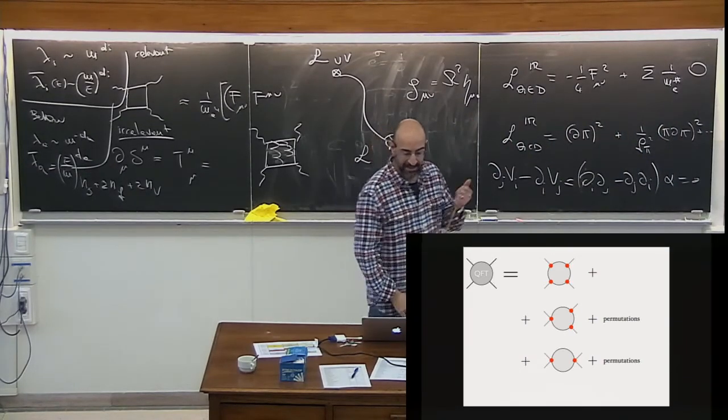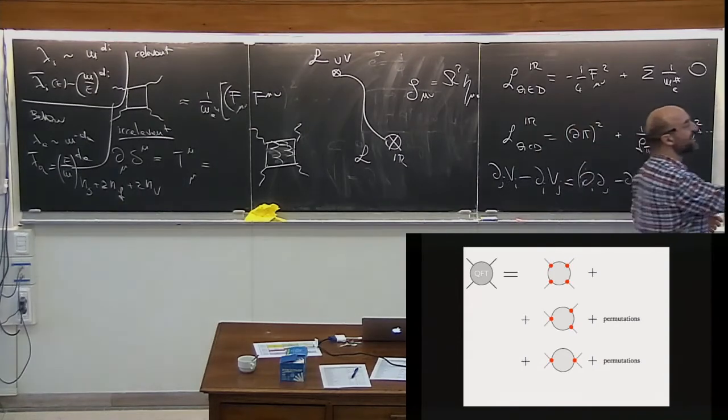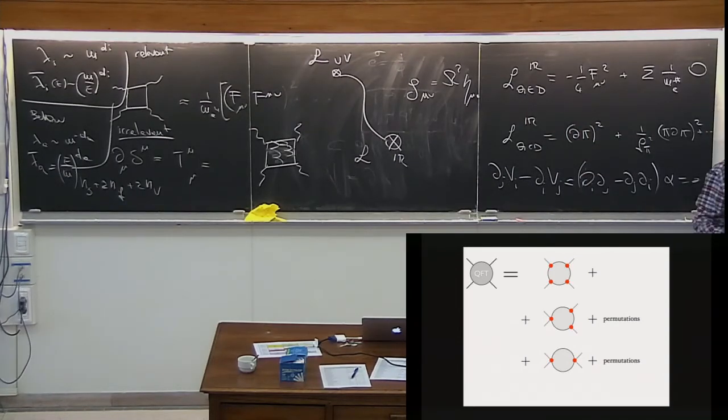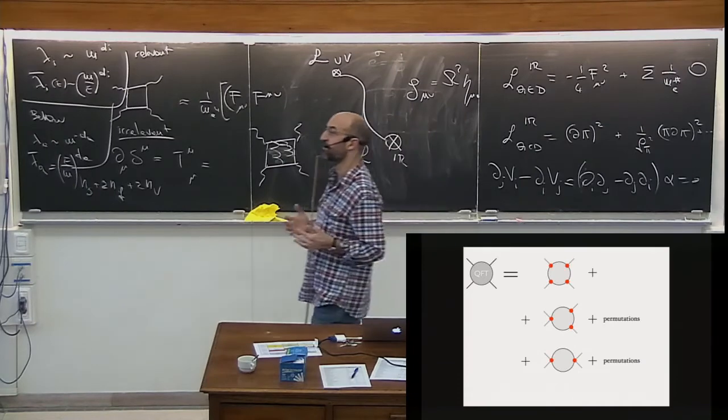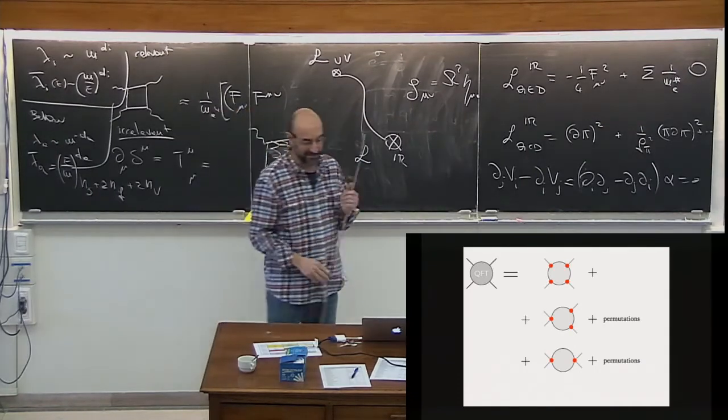So if you want, this scattering amplitude is a very nice and very clever combination of 4, 3, and 2 point functions of the trace of T. And it turns out to be a combination which has the right properties.